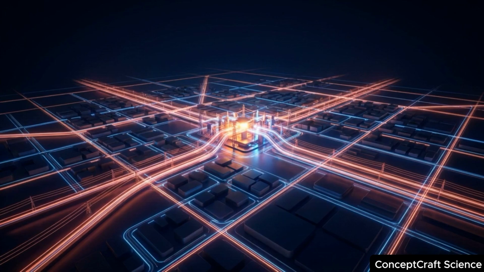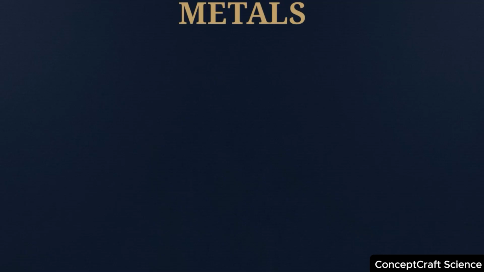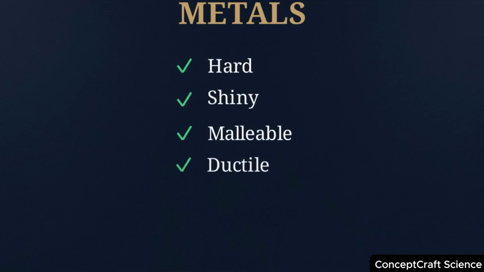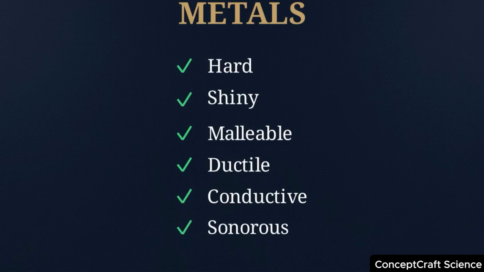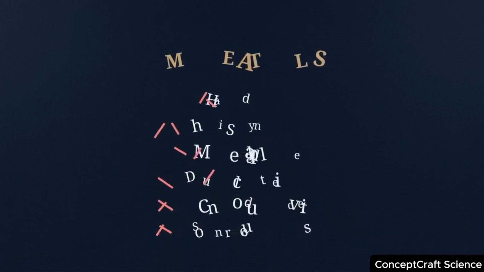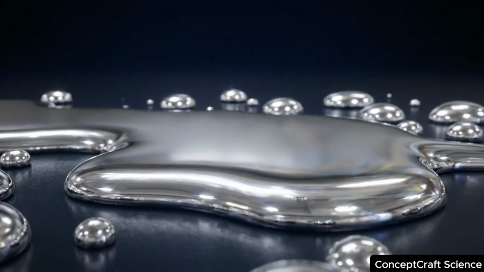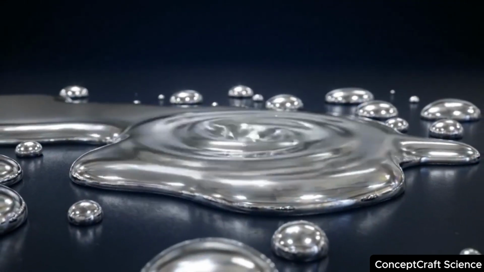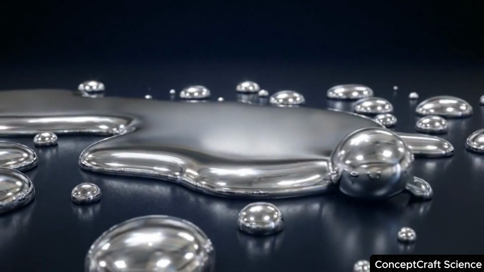Up to this point, we have a reliable physical checklist. To identify a metal, we look for an element that is hard, shiny, malleable, ductile, conductive, and sonorous. But the deeper you look into the periodic table, the more the checklist fails. Consider mercury. It is perfectly reflective and conducts electricity, but it exists as a liquid at room temperature.